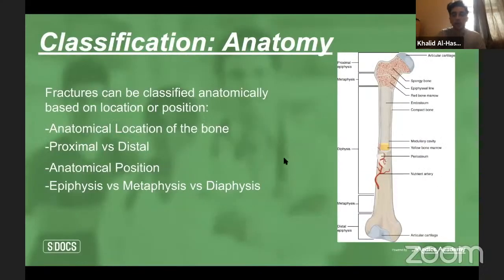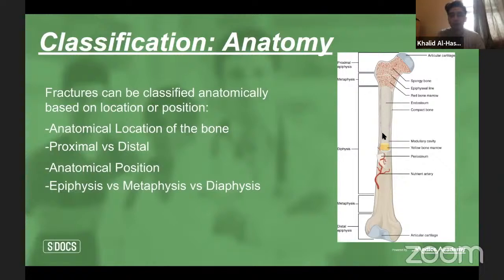So we understand with every bone, if we start looking at the anatomical model of a man with palms facing forward, that we have proximal and distal. Proximal generally means closer towards the body, and as we move further away from the body, for example, down the arm or down the leg, we would refer to it as distal. So fractures can be classified anatomically based on location or position. If we were to take a look at anatomical location of the bone, we would say proximal versus distal.